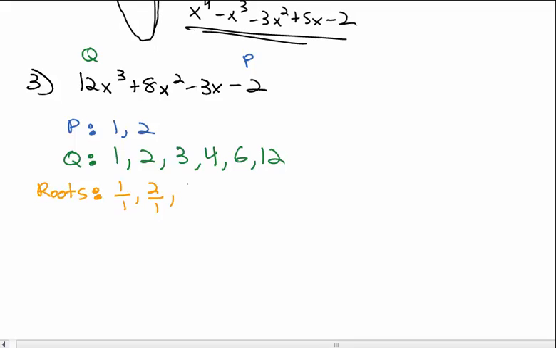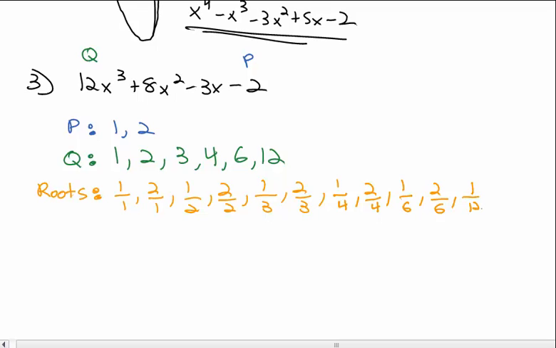Then put them over 2, 1 over 2, 2 over 2. Put them over 3, 1 over 3, 2 over 3. Put them over 4, 1 over 4, 2 over 4. Put them over 6, 1 over 6, 2 over 6. Put them over 12. 1 over 12, 2 over 12.